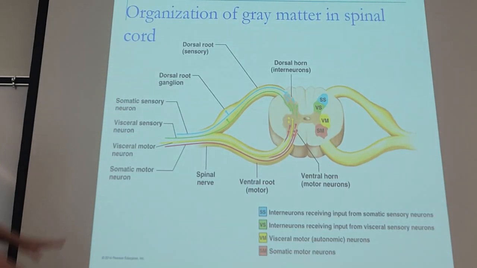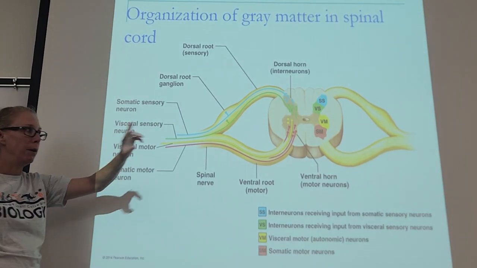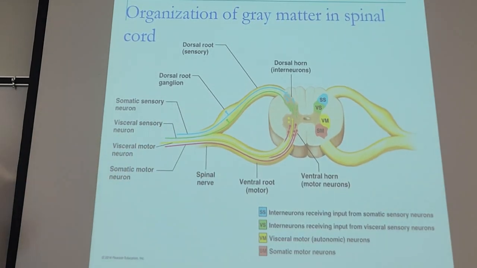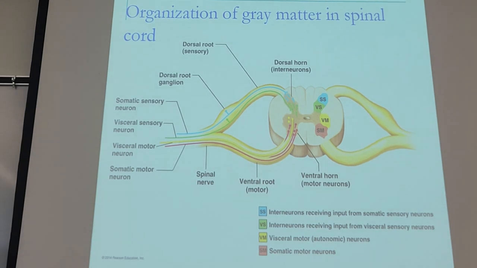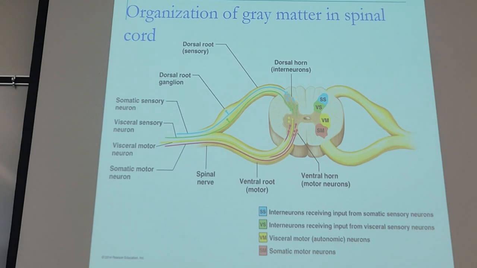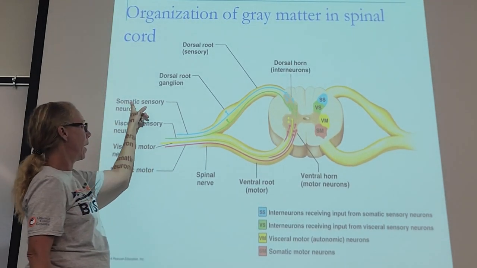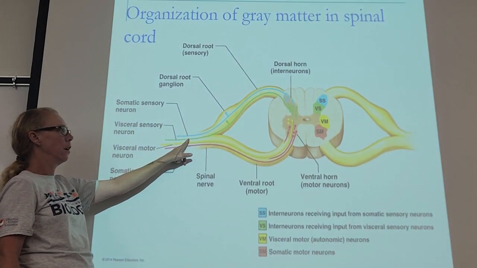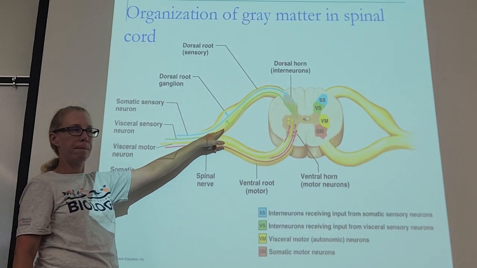Okay, again, beautiful picture, we've seen this before. Now we know that we have two different kinds of sensory neurons and two different kinds of motor neurons, whether we're talking about somatic or visceral. What I want you to know is where the sensory neurons terminate and where the cell bodies of the motor neurons are located. In a nutshell, the sensory neurons, both somatic and visceral, blue and green, structurally, what kind of neurons are these? Unipolar.